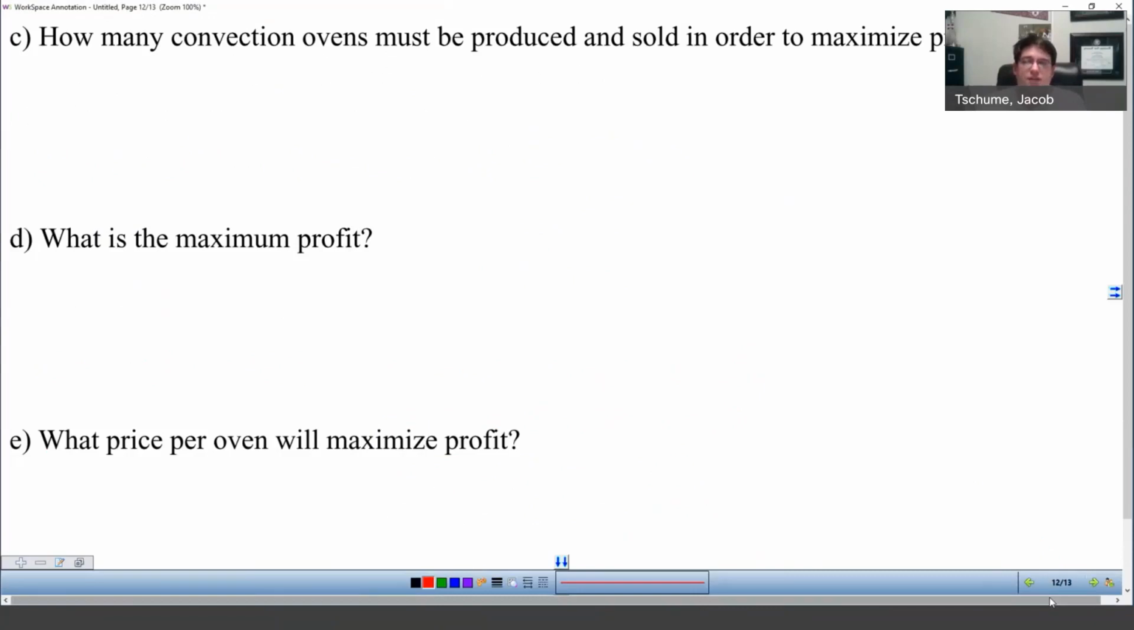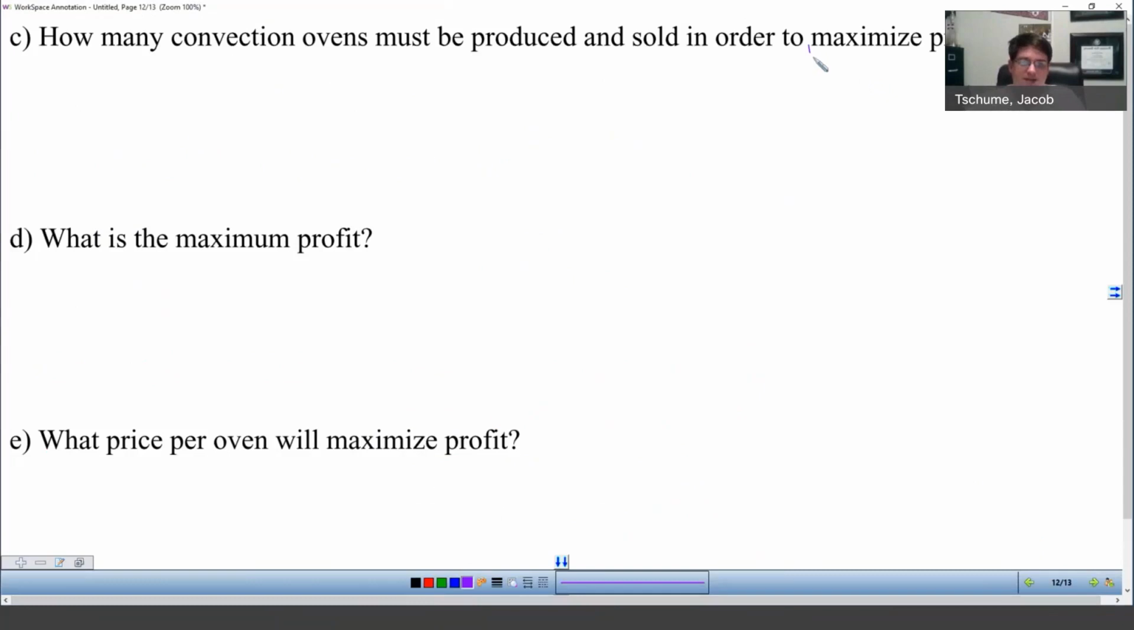So let me read through the last 3 things we have to do, and then I'll do a little bouncing around. On part C, I'm going to figure out how many convection ovens must be produced and sold in order to maximize profit. On part D, I'm going to find that maximum profit. And on part E, I'm going to figure out what price I should charge per oven to maximize the profit.